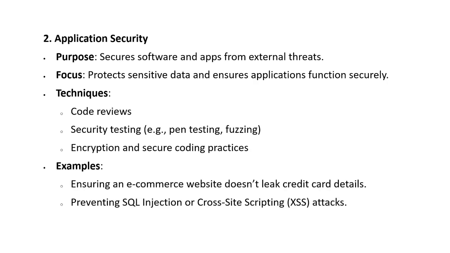2. Application security. Purpose: secures software and apps from external threats. Focus: protects sensitive data and ensures applications function securely. Techniques: code reviews, security testing e.g. pen testing, fuzzing, encryption and secure coding practices. Examples: ensuring an e-commerce website doesn't leak credit card details, preventing SQL injection or cross-site scripting (XSS) attacks.